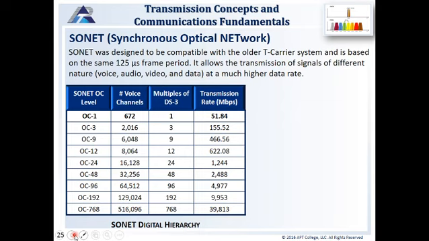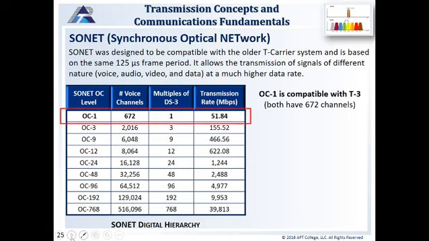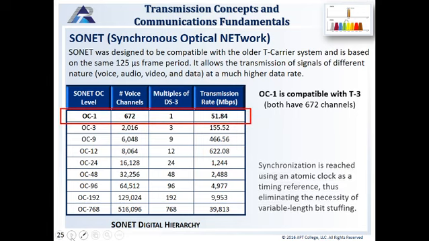SONET is a more recent hierarchy, or a more recent network structure. It's designed to be compatible with older T-carrier systems and is still based on that same 125 microsecond time period. It allows transmission of signals of different nature, such as voice, audio, video, and data at a much higher rate. And if you look here, our OC1 level has 672 voice channels. That's compatible with our T3 carrier, which has 672 voice channels.